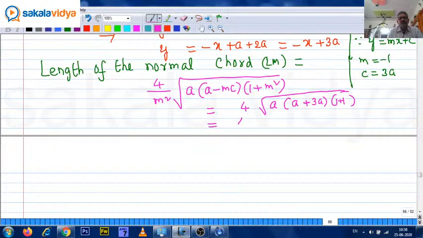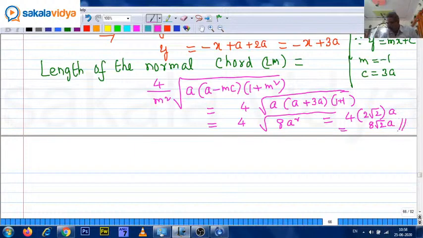So this equals 4 times, see, a times 4a into a, 4a square into 2, 8a square. This will be 4 times square root of 8, which is 2 root 2, and square root of a square is a. So it's very important: 8 root 2a.